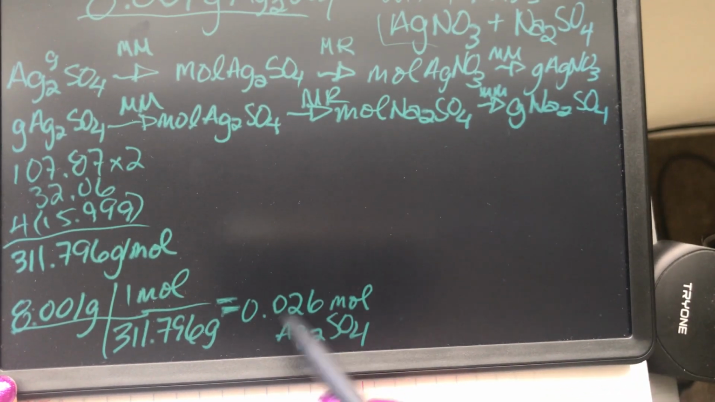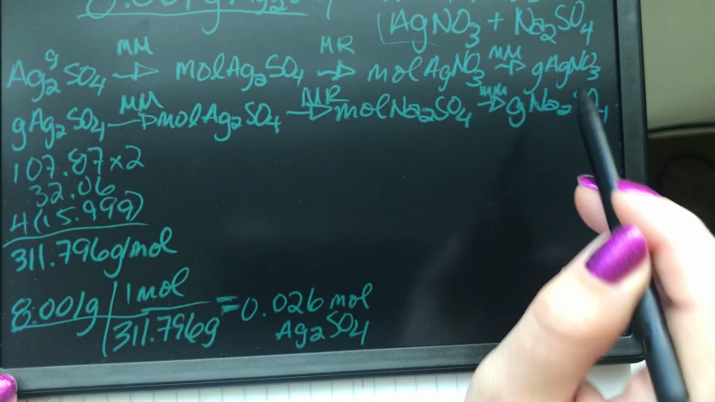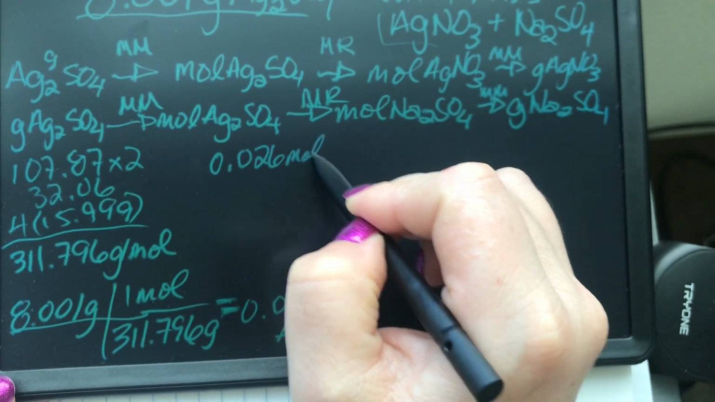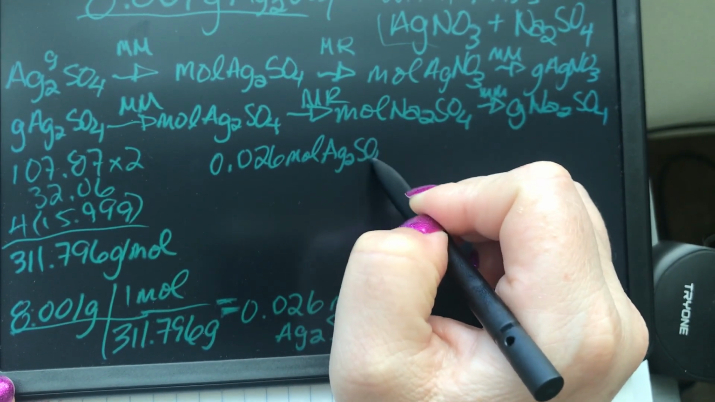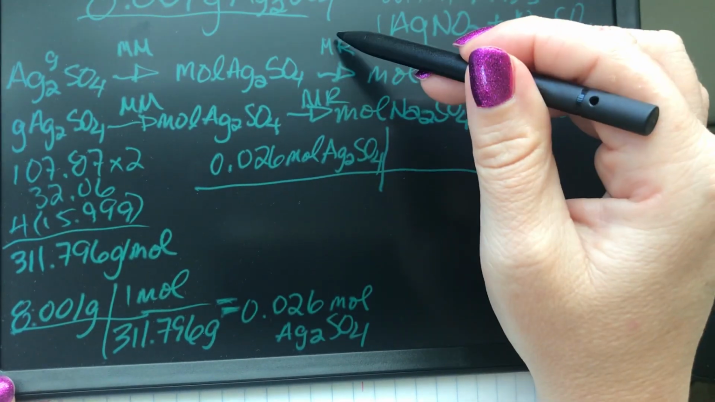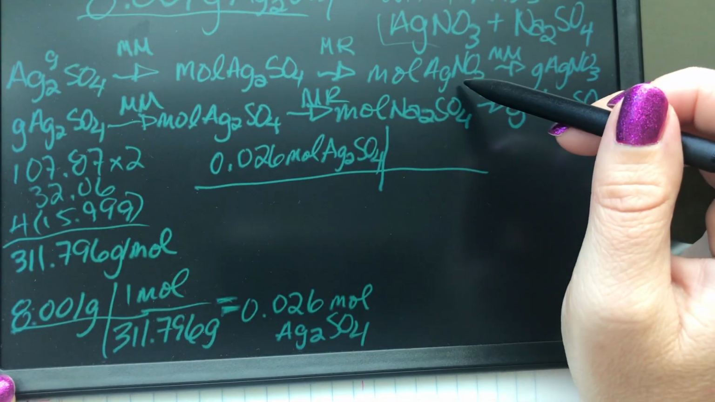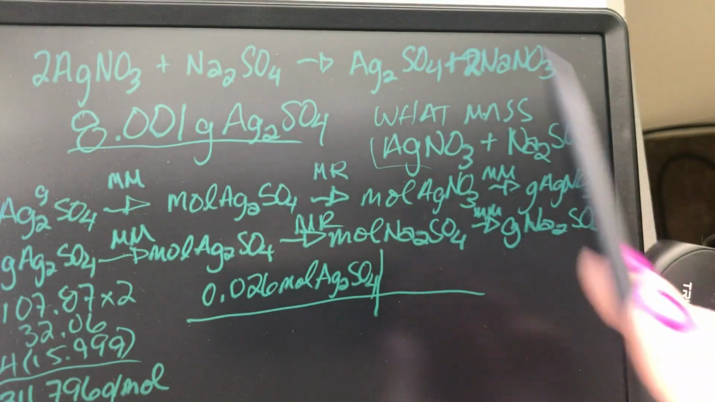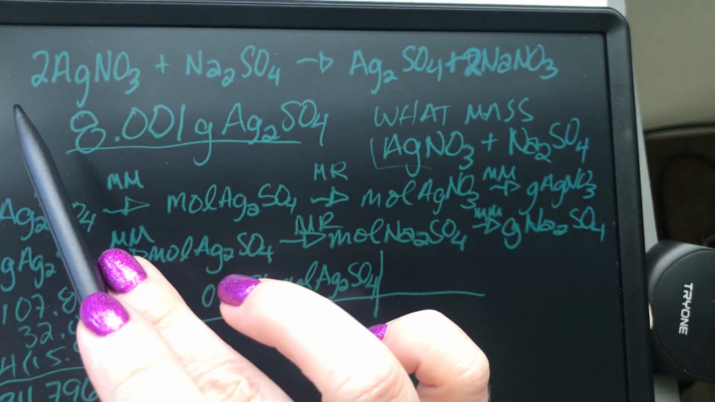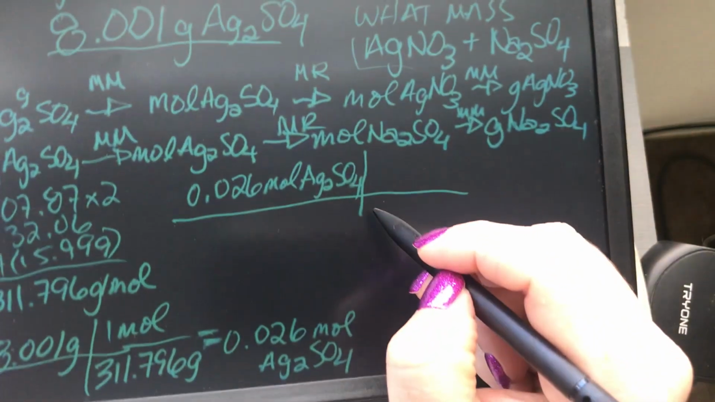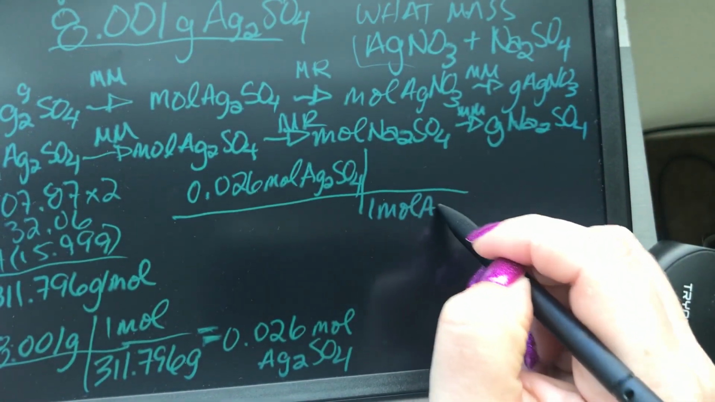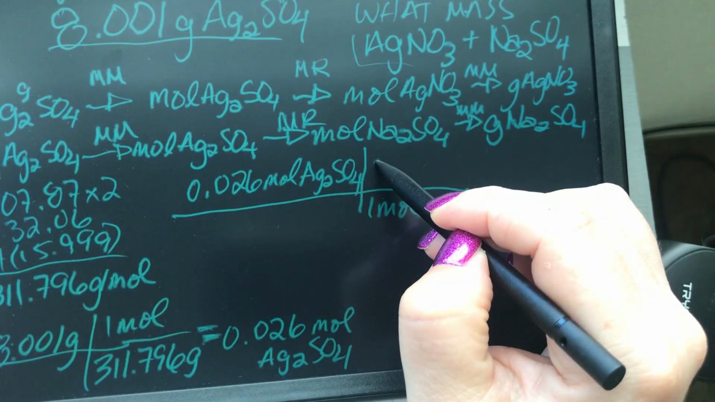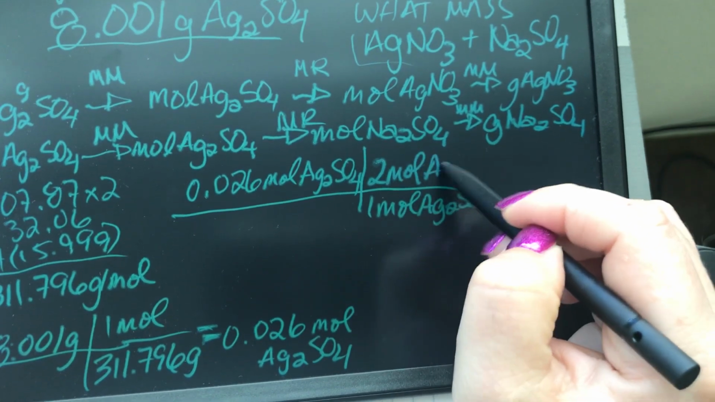Cool. So now this will be our starting point for these guys, right? So we would have 0.026 moles of this guy, and we'd need to use the molar ratio here to go to moles of silver nitrate. So going from moles of silver sulfate to moles of silver nitrate, there is 1 mole of silver sulfate for every 2 moles of silver nitrate.